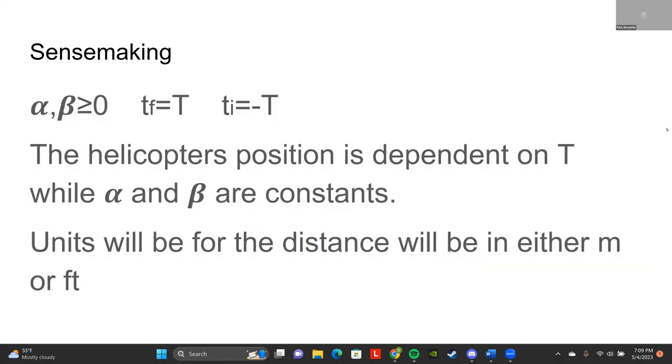Since alpha and beta are constants, we assume that they're greater than or equal to 0. And with t final equals big T and little t initial equals negative big T, the helicopter's position is dependent on the time, big T, which is time in air, while alpha and beta are constant. The units of this will be in meters or feet for the position.